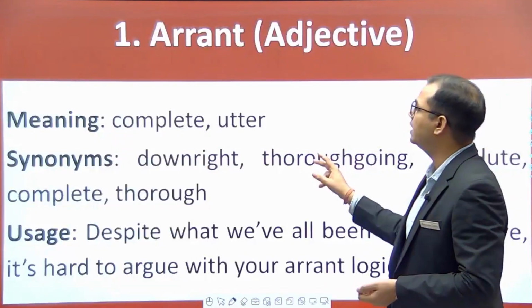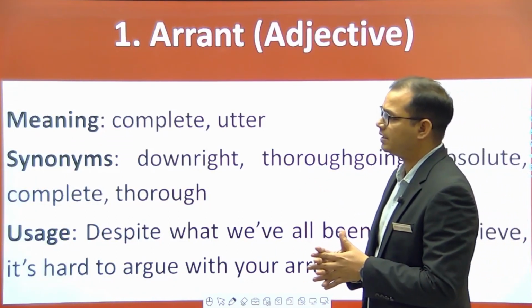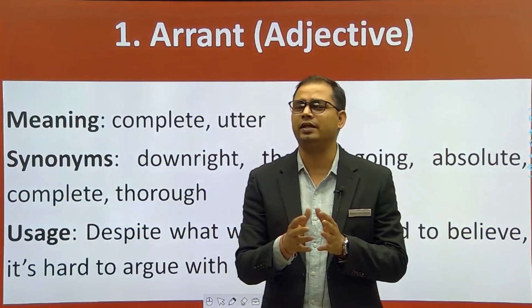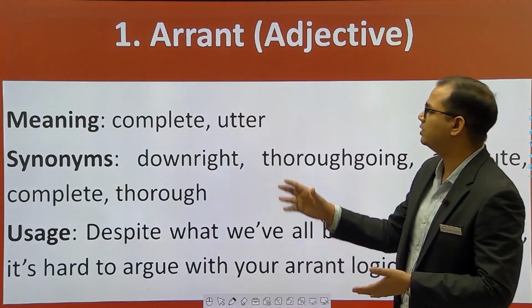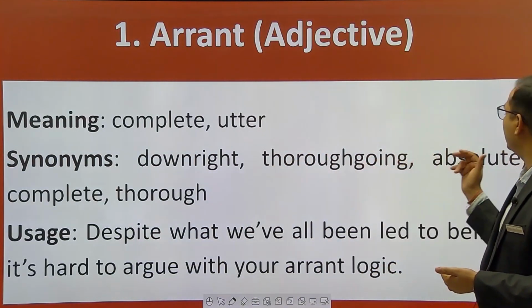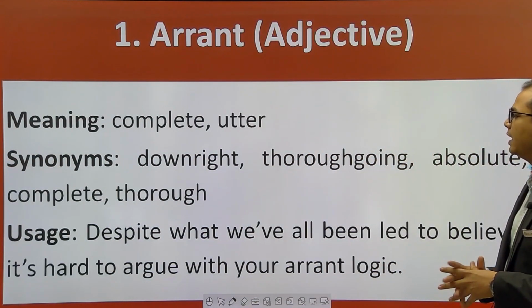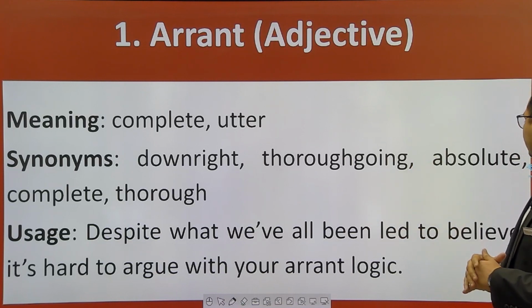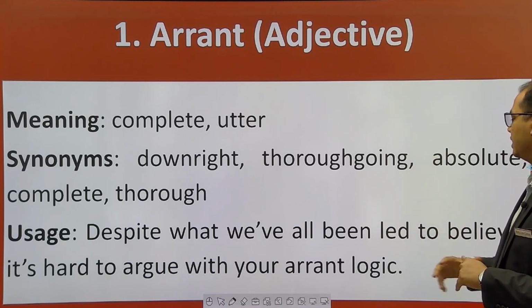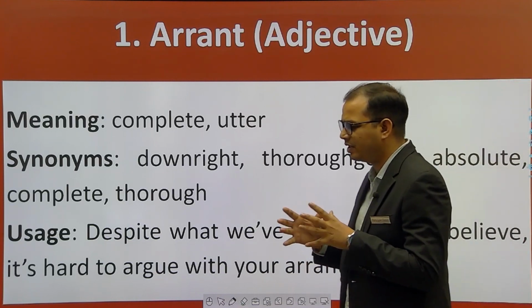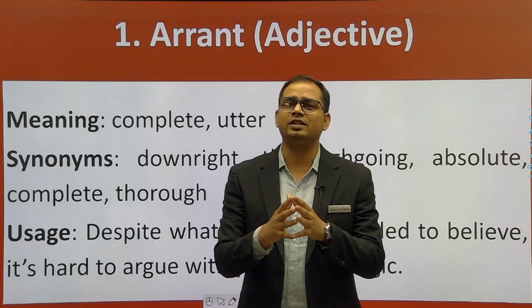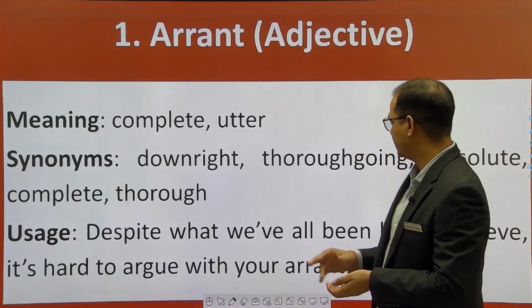The first word in the list is errant. Errant is complete or utter, utterly, puri tarike se, right? Synonyms are downright, thoroughgoing, absolute, complete, thorough, right? Despite what we have all been led to believe, it's hard to argue with your rant logic. So you can understand that somebody is giving a rant, logic is completely illogical, right?